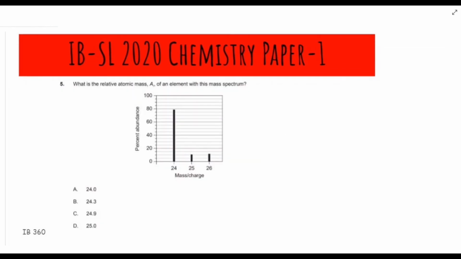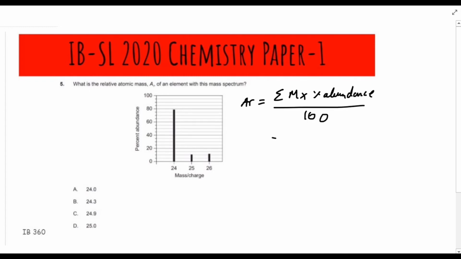So moving on to question 5, we have to calculate the relative atomic mass of an element with this mass spectrum. This thing is really easy. We have derived a general formula, that is relative atomic mass is the summation of mass times percentage abundance divided by 100. We have three masses here, so there would be three summations.